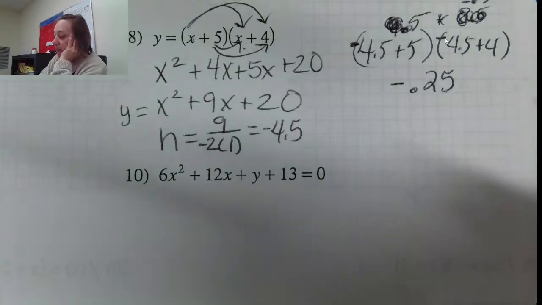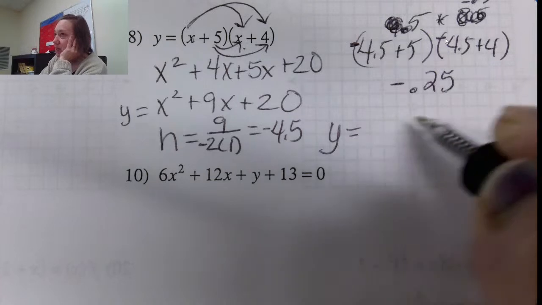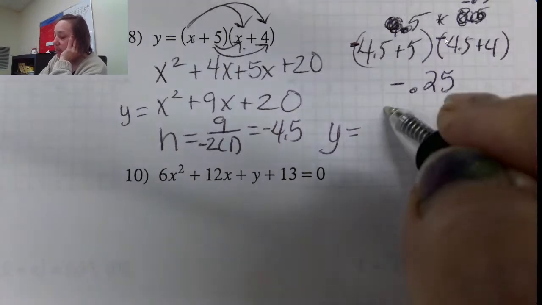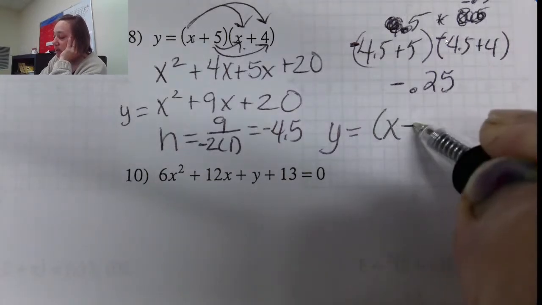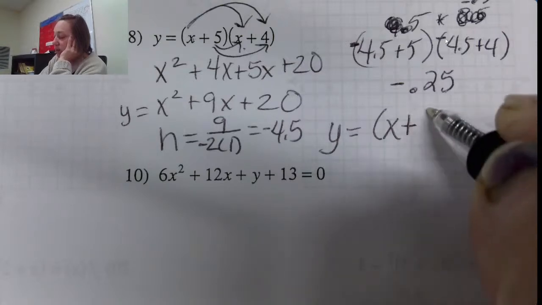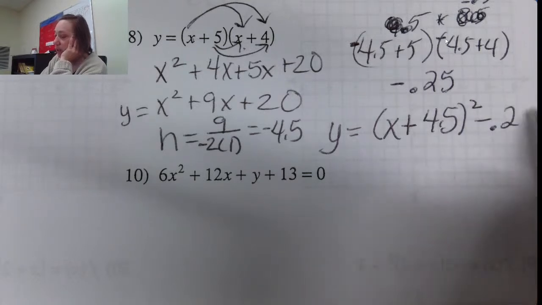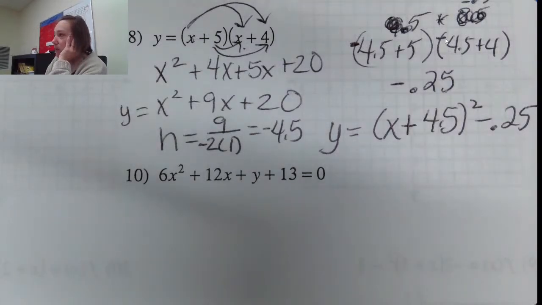So if we plug it in, y equals, our A is 1 again. So x minus, but it's a negative, so x plus 4.5 squared, and then minus 0.25. Does that make sense? Everybody? Okay, look at 9 with me.